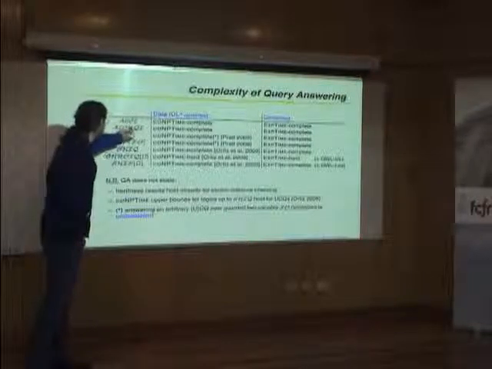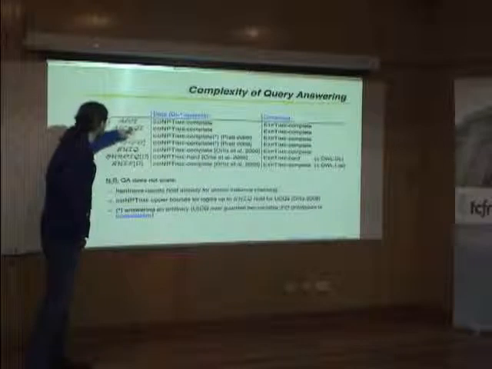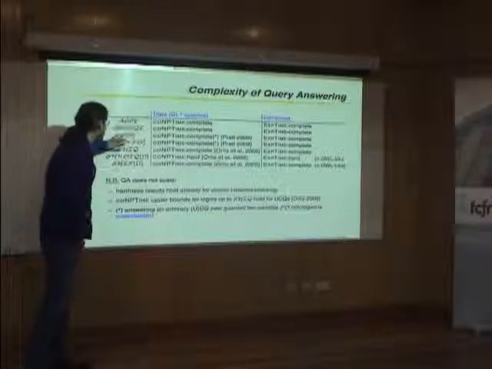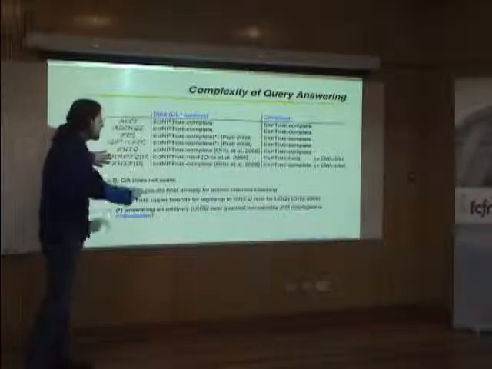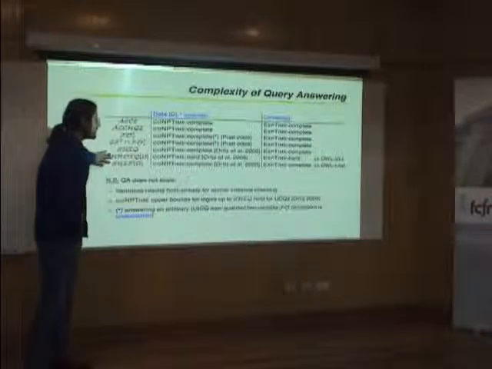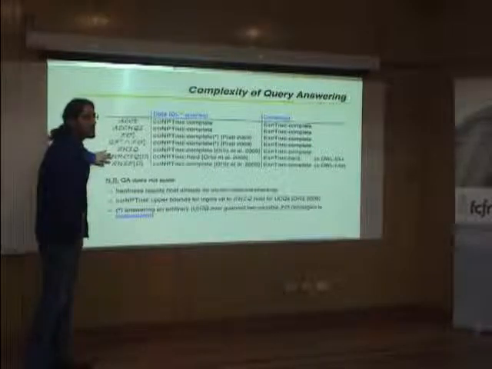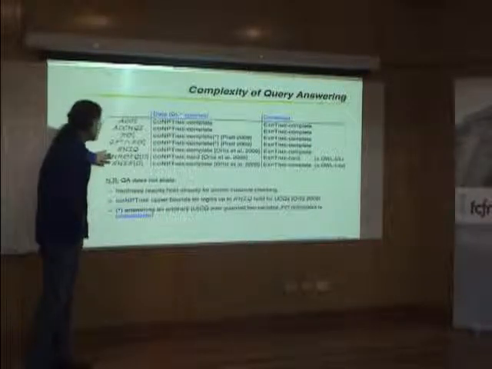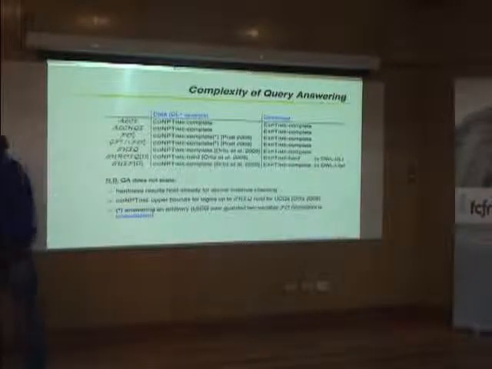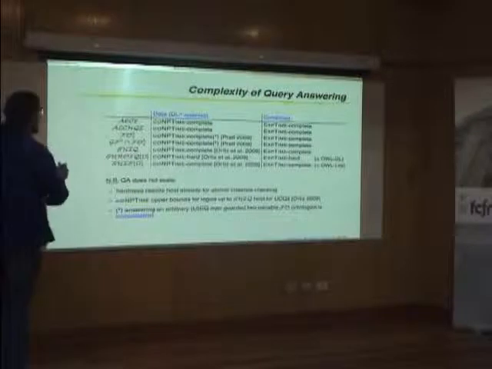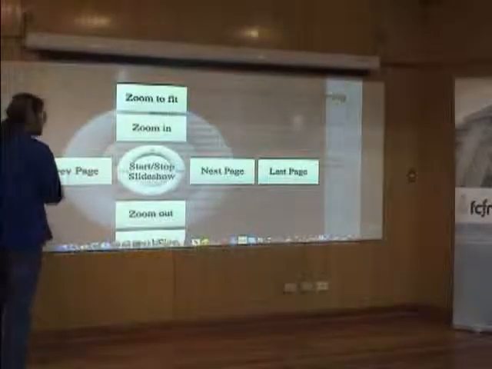There is a typo here, ALCQI. And also for what would be the OWL Lite and OWL DL fragments of OWL 1.1. Sorry, what is the H there? In the second one you said that it's not H, it's U, but the H you don't have it here.